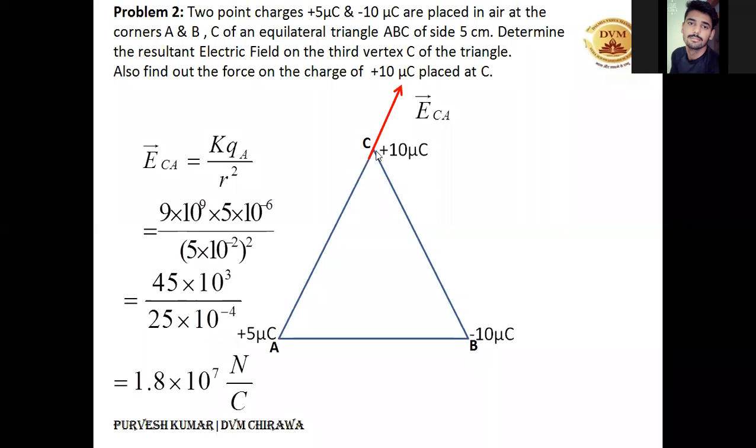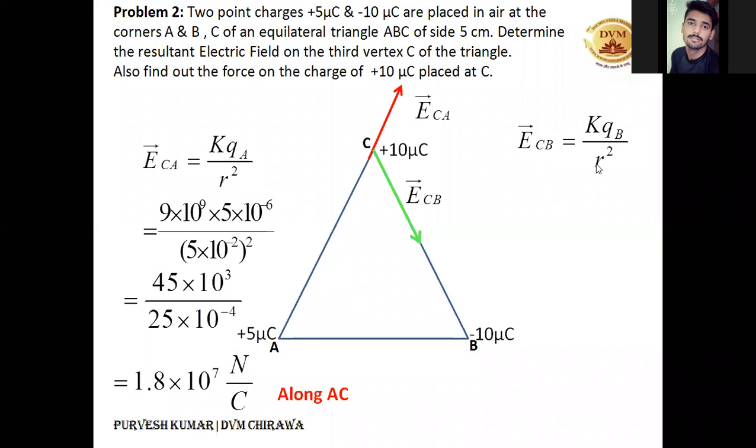So it is the electric field at point C because of the charge placed at A. That is 1.8 into 10 to the power 7 Newton per coulomb. That is ECA. Now the electric field at point C due to the charge placed at B will be directed towards B. It will be directed towards B because it's a negative charge, and the electric field will always be directed towards the negative charge. So it will be from C to B. I have marked it with green line. Now it is ECB.